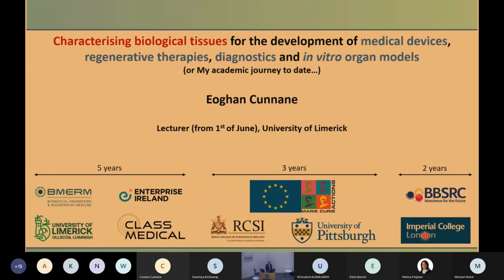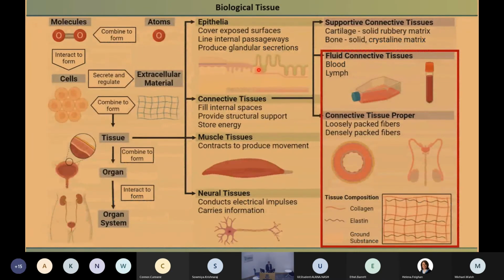So, at the risk of insulting people's intelligence, I'm going to start at the very base level and describe what a biological tissue is, because I know that there's quite a mixed audience. So atoms combine to form molecules, molecules interact to form cells, cells secrete and regulate their extracellular matrix, and these cells and extracellular matrix combine to form a tissue. So the tissues then go on to form an organ, and the organs interact to form an organ system. So in this case, kidneys and bladder combining to drain urine from the body, and the tissues of the bladder combining to form the bladder organ.